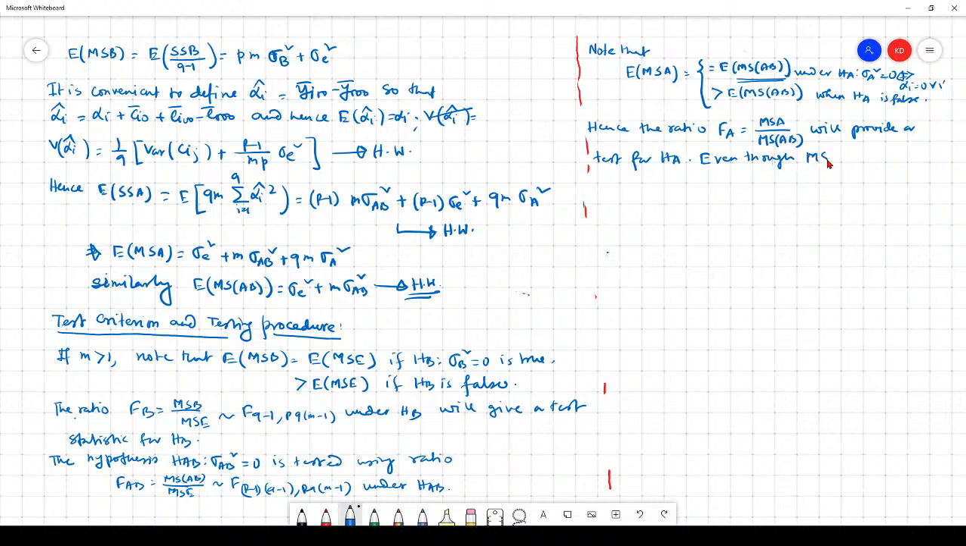MSA and MSAB are independent, and under HA FA does not in general have F distributions.